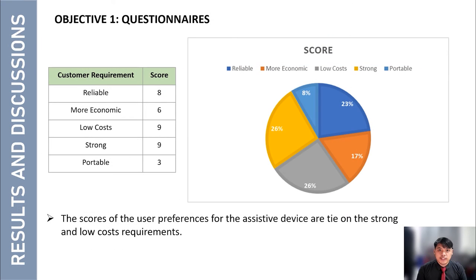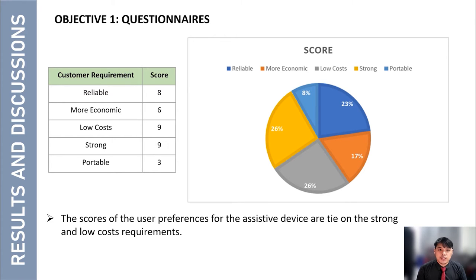Moving on to the result and discussion, as for Objective 1, this is the result of the questionnaire that has been conducted in FYP 1. The users prefer to have a strong and low-cost assistive device, following with reliable, as they need a device that is of good quality and can be used for a longer time.